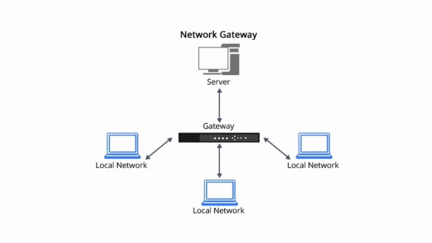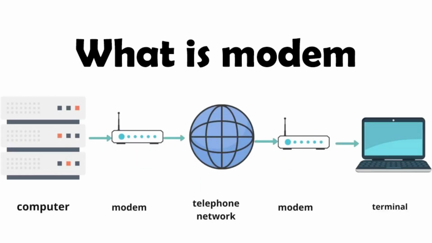A gateway is a device that acts as an entry and exit point between two different networks, often connecting a local network to the internet or another network. Gateways perform protocol translation, converting data between different network protocols or formats to enable communication between networks with incompatible protocols.